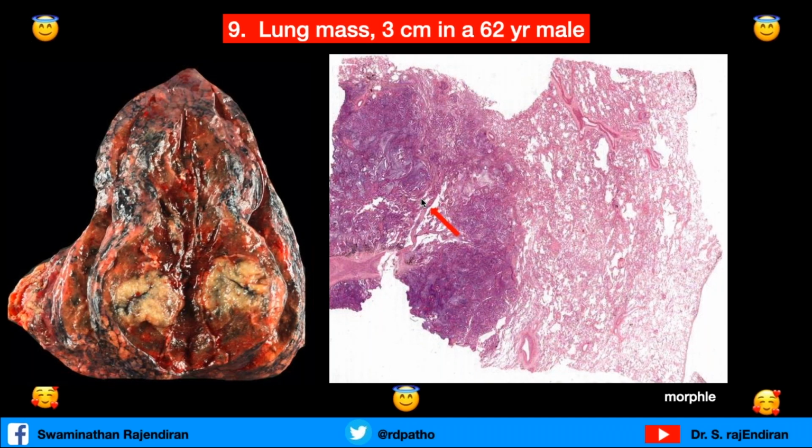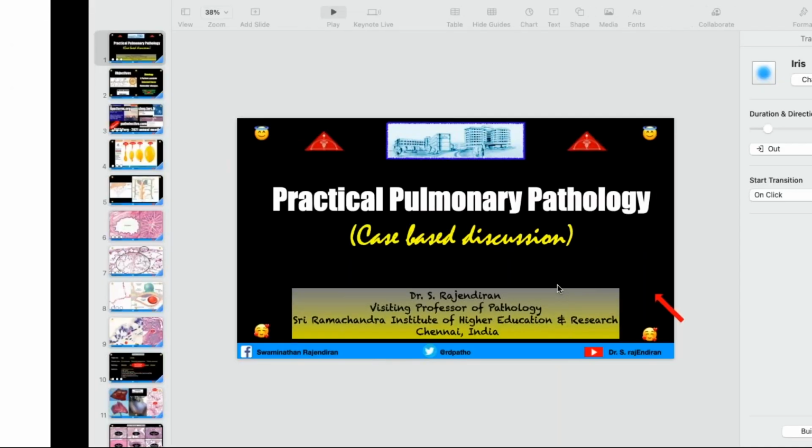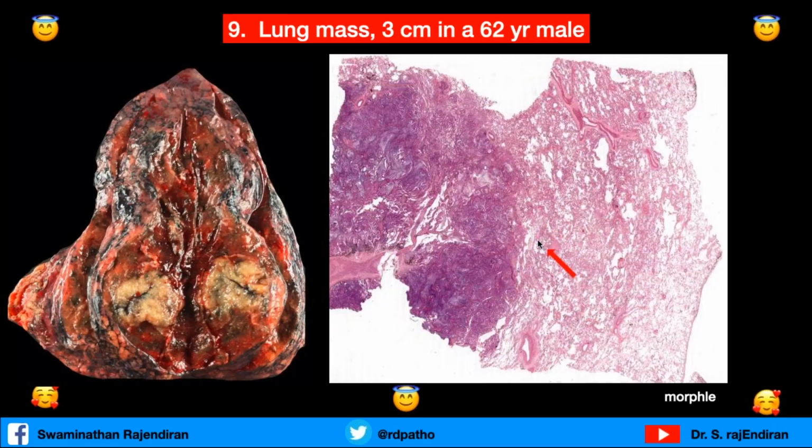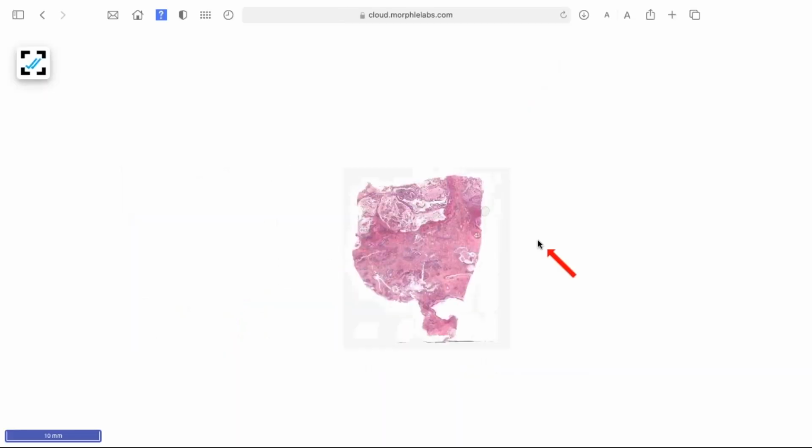Next case, case number 9: lung mass 3 centimeter in a 62-year-old male. Normal lung, tumor, some bluish material, and circumscribed margin. It is not infiltrating, and even in this low power, there is no STAS, spread through air space. In a lobectomy, you can see the big tumor here. Even if you see the spread through airspace, it doesn't matter.